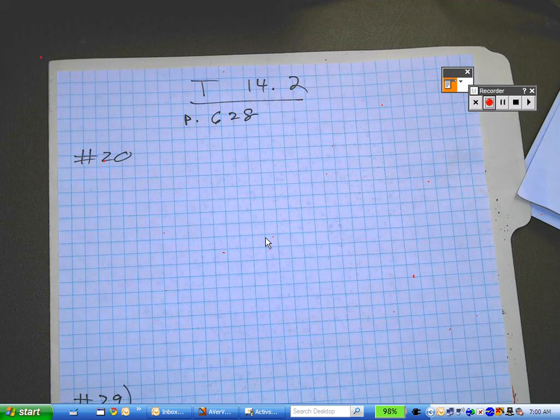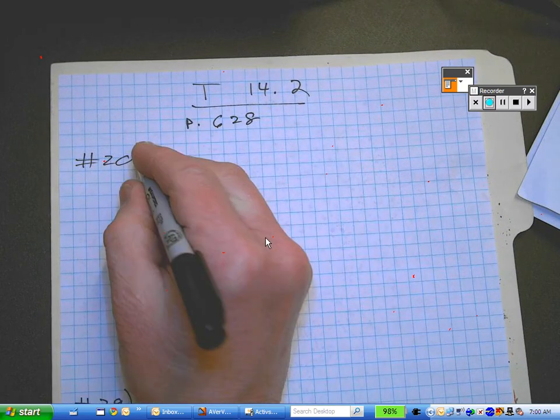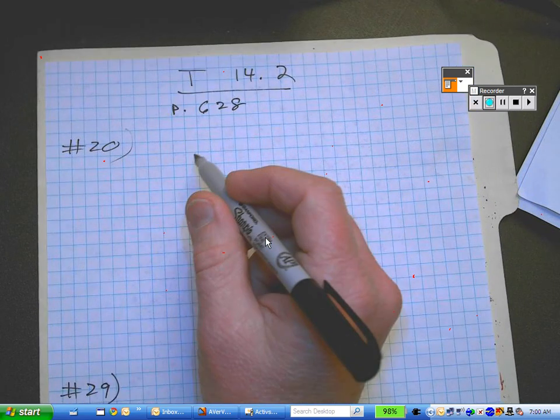Hey, AP Physics students, how about some hints about T14.2, page 628, number 28, or 20 and 29. Start with number 20. Now, as you look at number 20, it's got two stars, and it's because there are several little steps here, but it's not that terrible of a question. So let's look at a couple of features about this one.